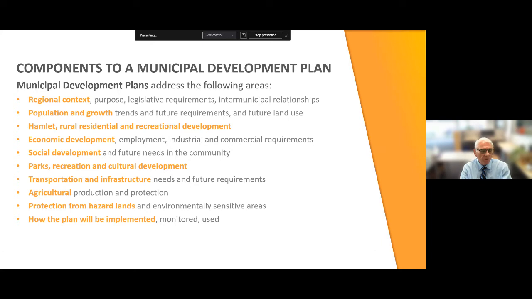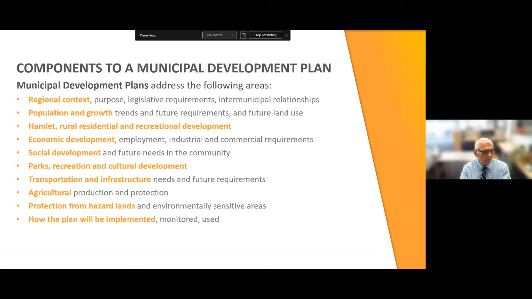It also looks at economic development factors. What kinds of industries are we trying to attract? What kind of employment base are we going to have? Is that going to change? It also looks at the social demands of the community and the future needs of the community, as well as things like parks and recreation, transportation and infrastructure.